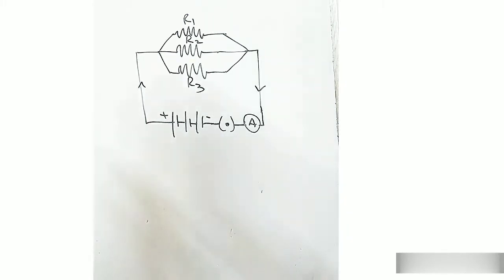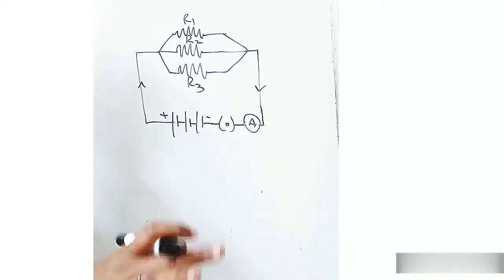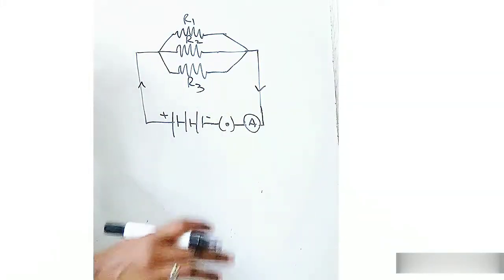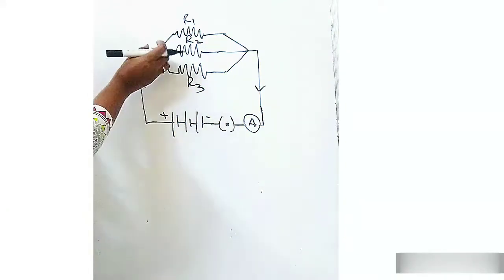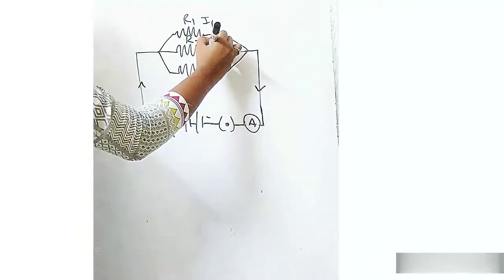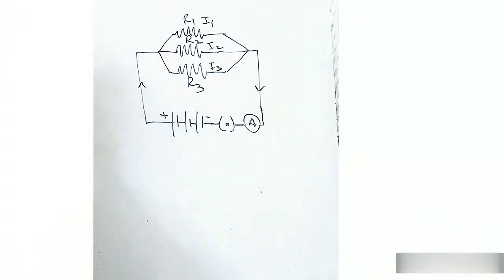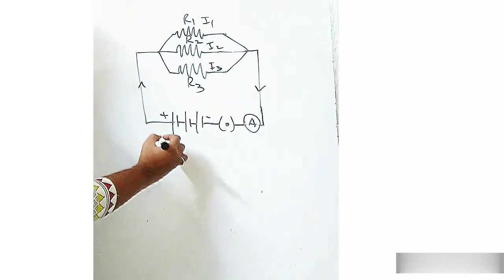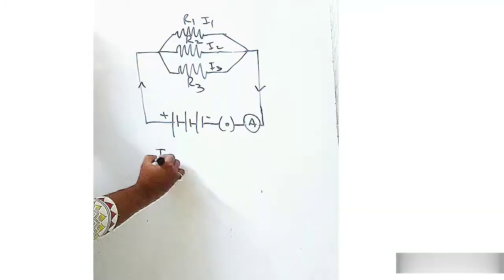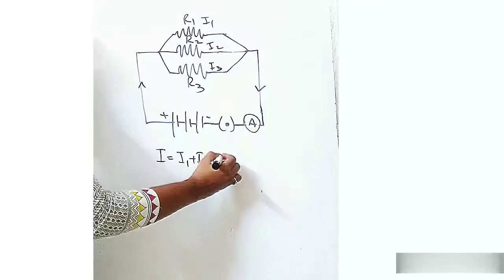The current is flowing. Now we'll see here. What you understood, resistance will be different. Now the current will be different, student, because the current will be distributed among the resistors. So I write I1, I2, I3. But the potential difference will remain the same. So what we are going to write? Total current will be I1 plus I2 plus I3.